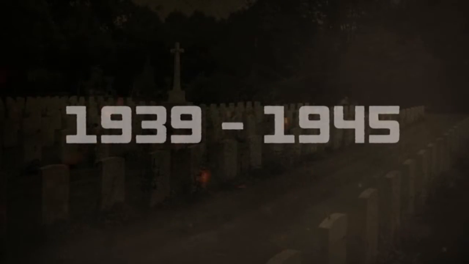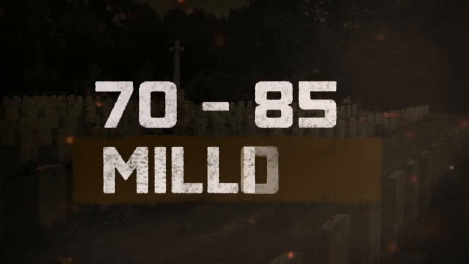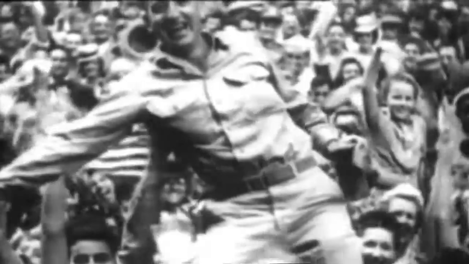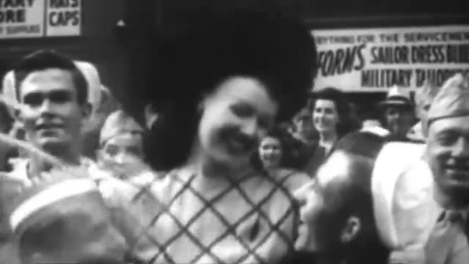It's not known exactly how many people died in World War II, but it's thought to be somewhere between 70 and 85 million. The war changed the way the world looked. The US and the Soviet Union became global superpowers, and the United Nations was founded in the hope that another world war would never happen again.